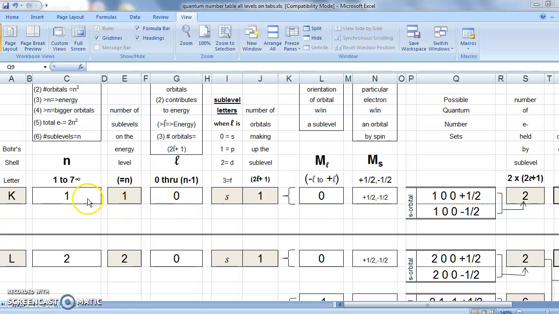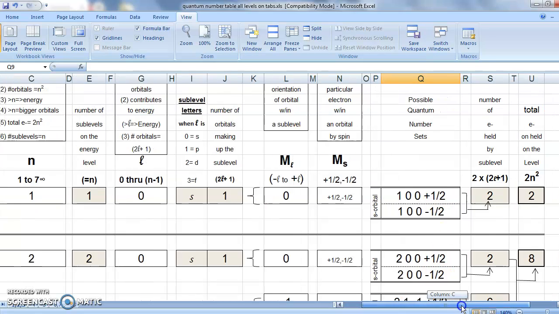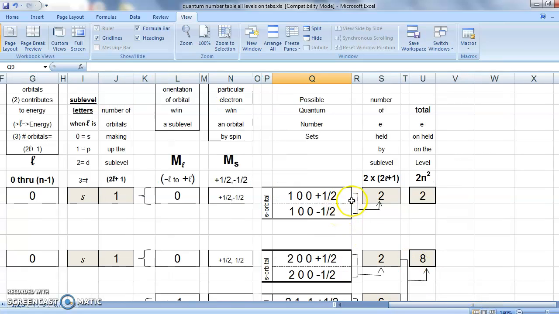But where do we get a quantum number set? We take the first number 1, second number 0, third number 0, and I pick one of these. I'm going to pick the plus half. So one set of numbers for the electrons on the first level are 1, 0, 0, plus half. The other set of numbers for the other electron on the first level would be 1, 0, 0, minus half. So there's 2 possible quantum number sets for the first level. That's because the first level only holds 2 electrons. The first level squared, 1 squared is 1 times 2 is 2.